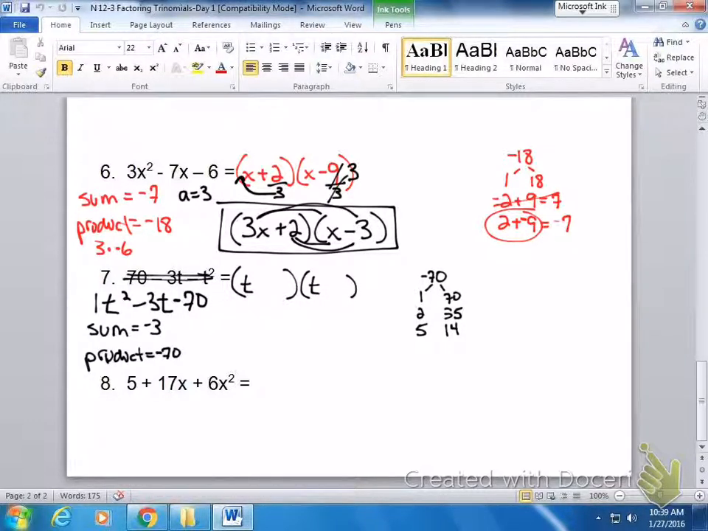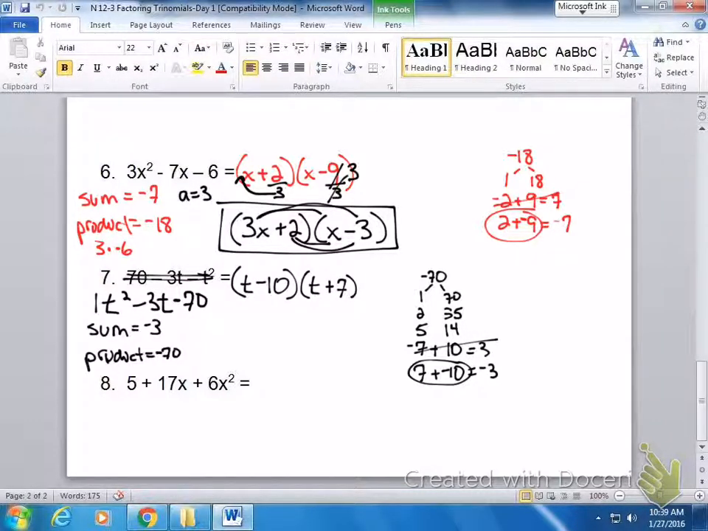6 won't go into 70, but 7 will, 10 times. Now that looks pretty good, so I'm going to try that one out. I have negative 7 plus 10 gives me positive 3. That didn't work. But I also have 7 plus negative 10. That does give me negative 3. There are the answers. So I'm going to go ahead and flip it so that you can realize I'm going to put minus 10 first and plus 7 second, but it works just the same.